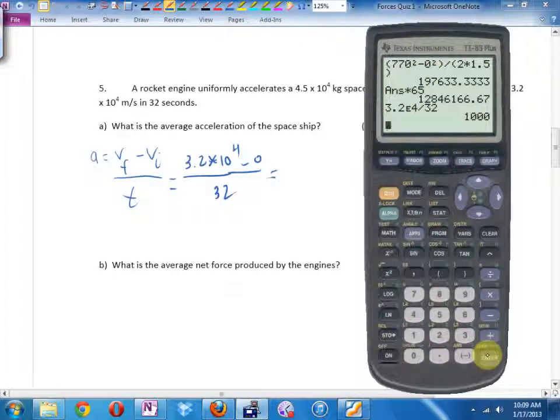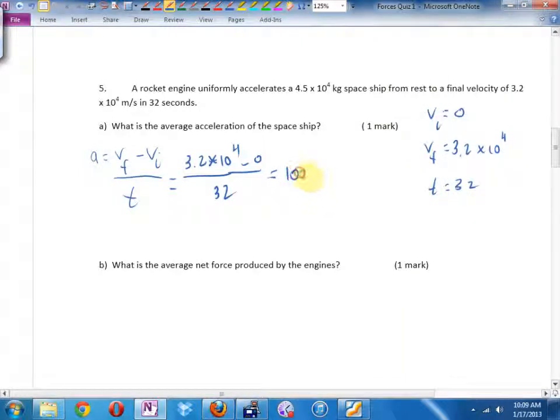Yeah, 1,000? 1,000 meters per second squared. That's actually some pretty good acceleration. 1 mark. What's the average net force? Well, F equals ma. 4.5 times 10 to the 4th. 1,000.